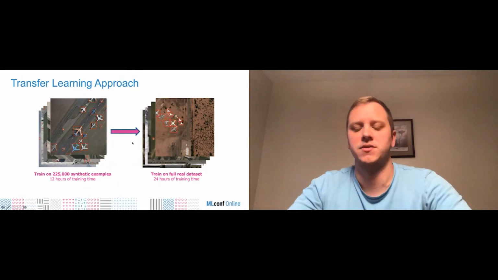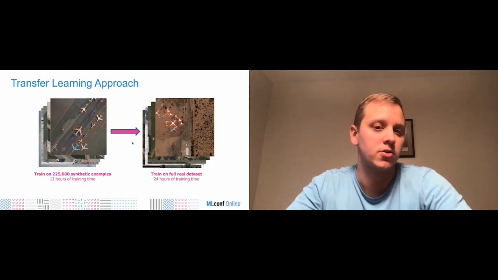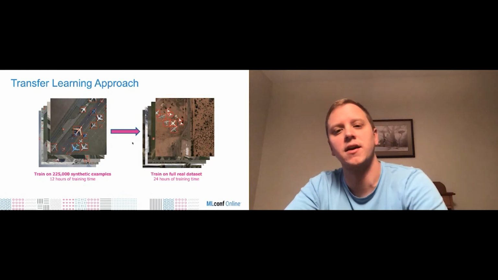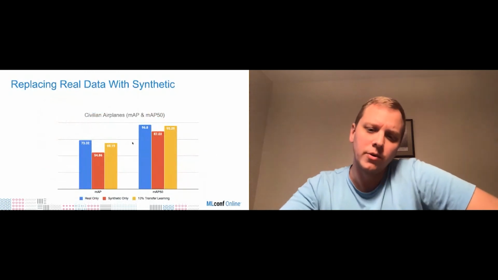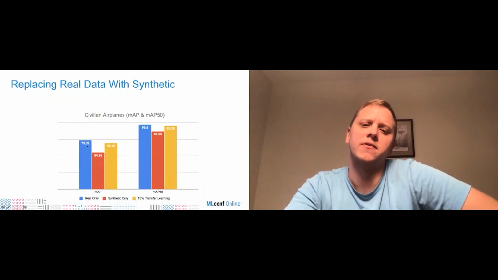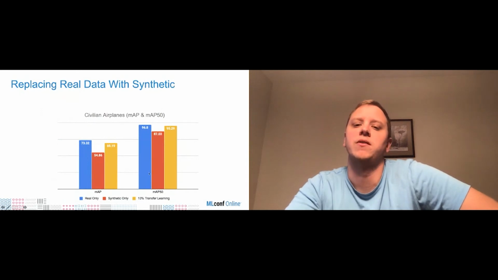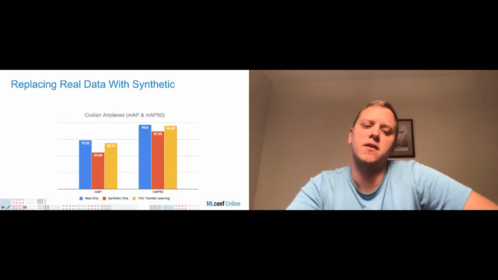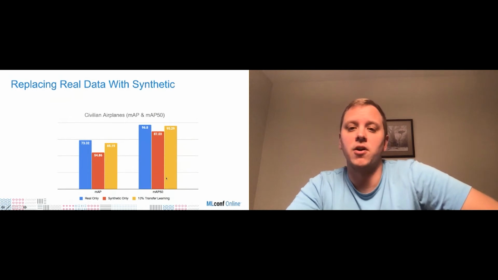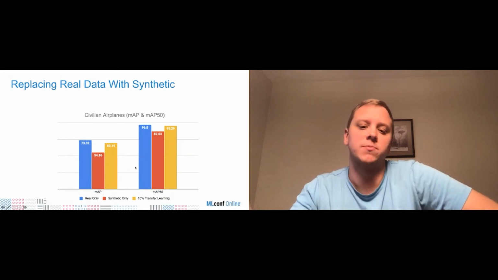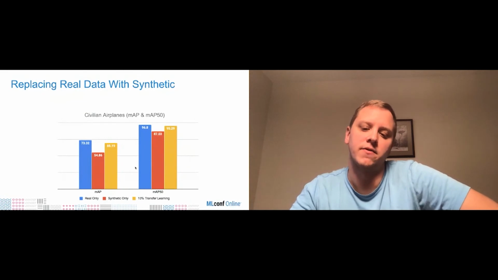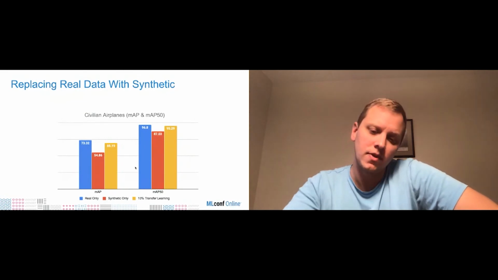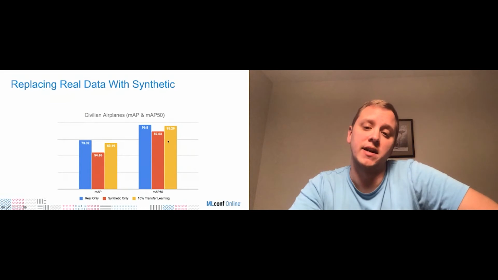And so this is the traditional approach for working with synthetic data. And what we found here was that it was quite effective. So looking at these performance metrics here, the blue bar is if we train on the full real data set. The red bar here is if we train on the synthetic data set only. And then the yellow bar here is if we train on just a small subset, so 10% of our real data and the full synthetic data set.